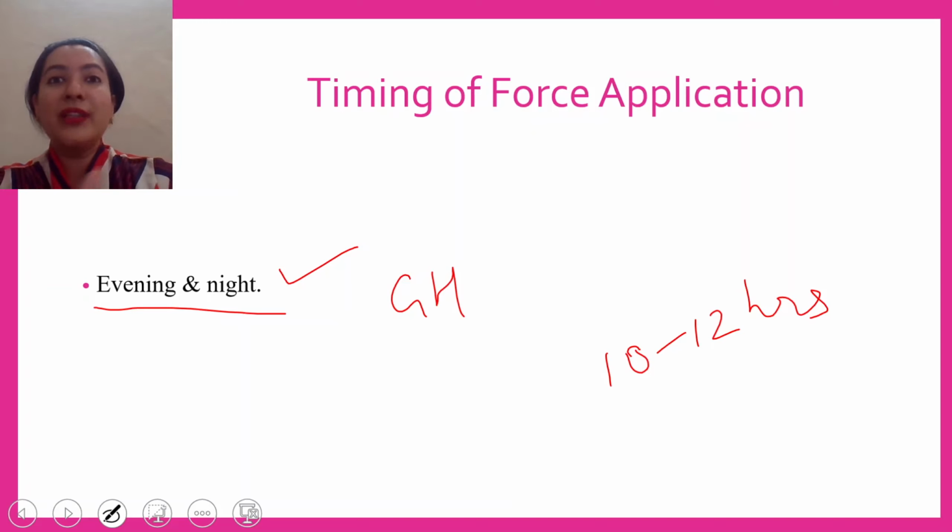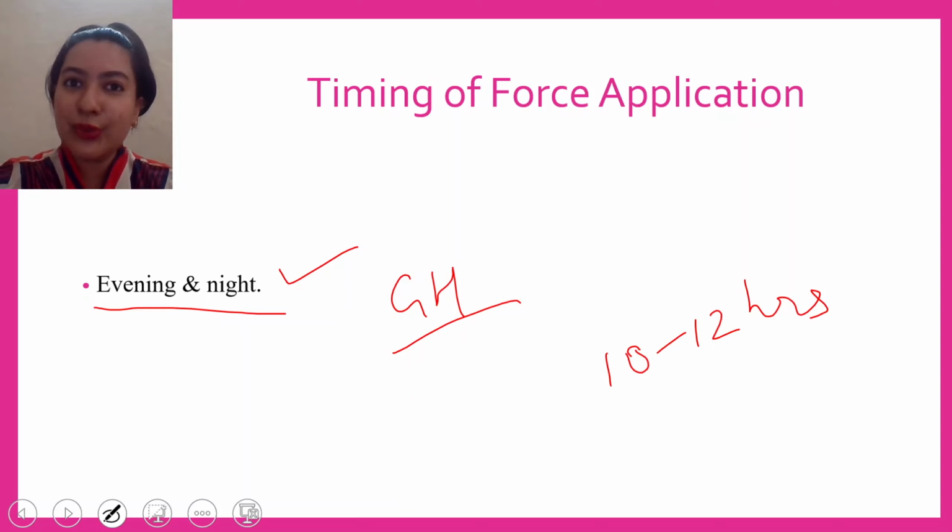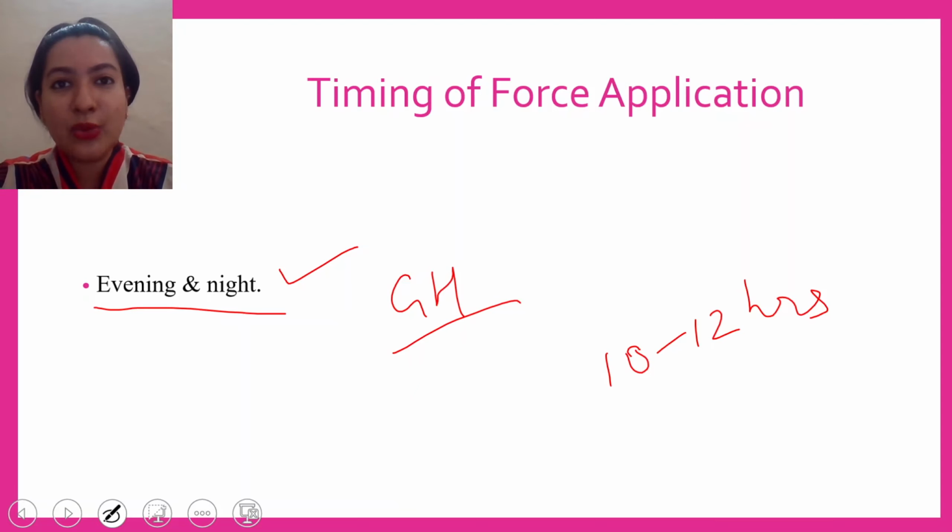Okay, so we don't only make use of the active growth, but we also make use of the time period when growth hormones are getting released. Okay, so there is already active growth. Growth hormones are also adding to it. So the treatment duration time reduces. The treatment efficacy increases. Okay, so yes, this is the timing of force application while giving an orthopedic appliance.